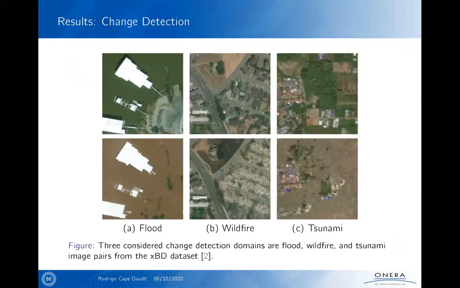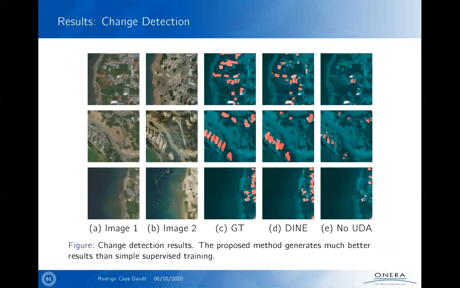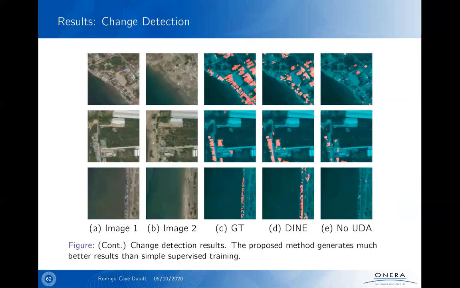Finally, we also use this for change detection, so we're back to where we started, the three domains that I presented before. And you can compare the results in D and E. The last one is without any unsupervised domain adaptation method. And D is DYNE, our proposed method. And our results are much closer to the original ground truth. So we are successful here to bridge this domain gap. Here are some more results.